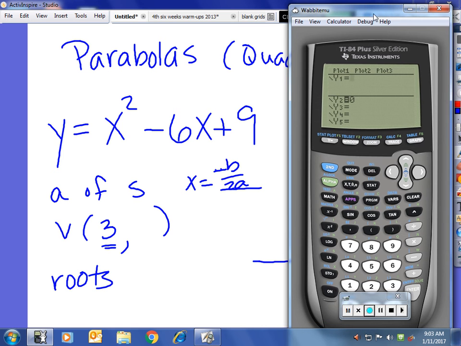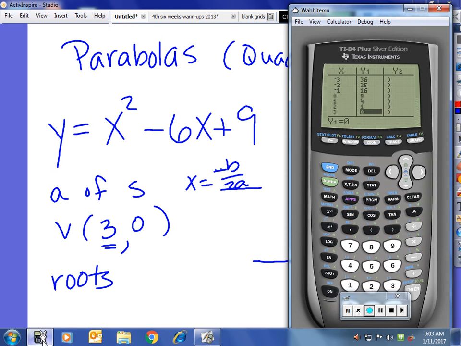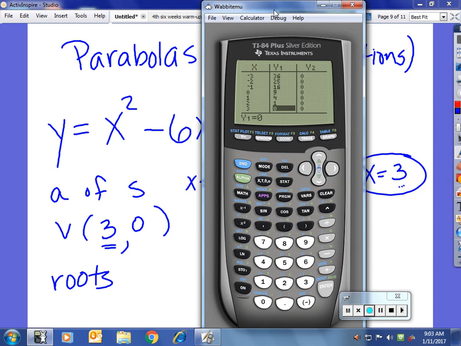Y equals x squared minus 6x plus 9. And I'm going to look straight at my table of values. I know the x value of the vertex has to be a 3. What's across from a 3? 0. There's my vertex.